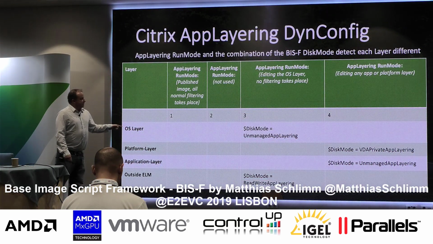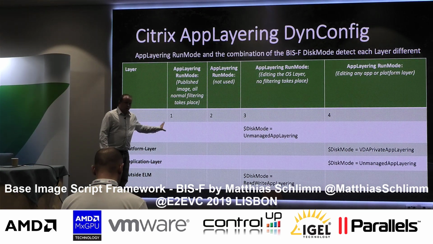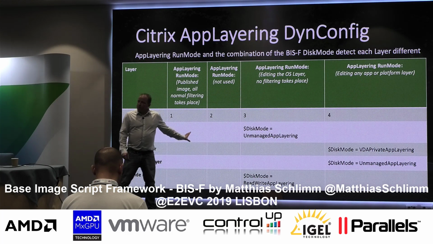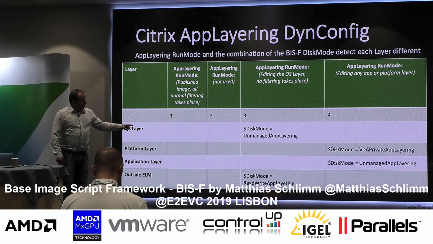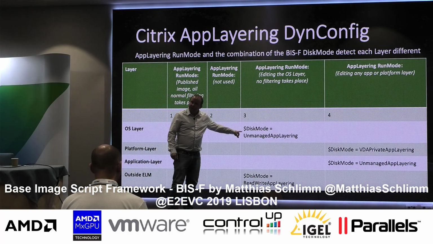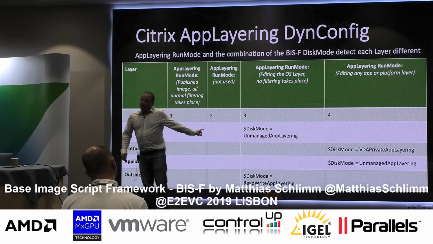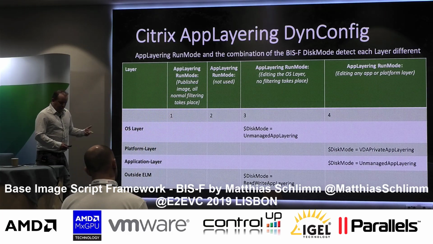So in summary, from app layering itself, we have different run modes. The first 2 are not used anymore from app layering itself. But with this configuration, the disk mode is one value that comes from BIS-F itself, so that we can detect each layer differently for an environment and run the right configuration.